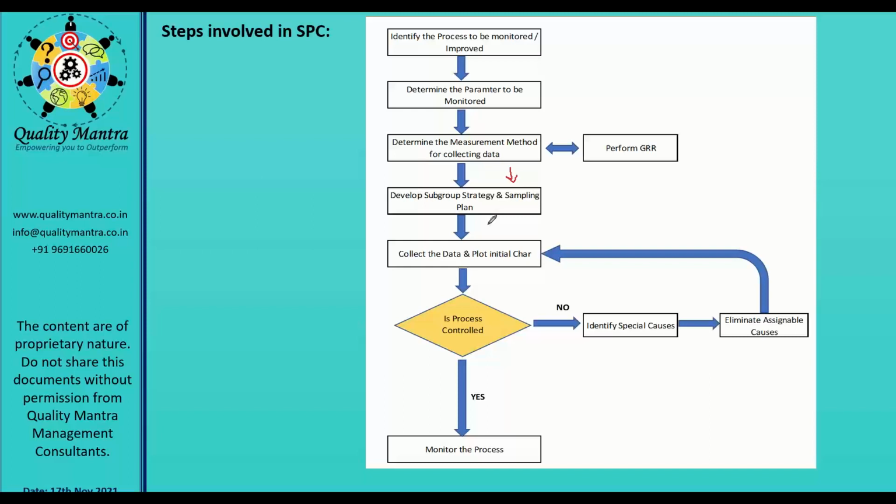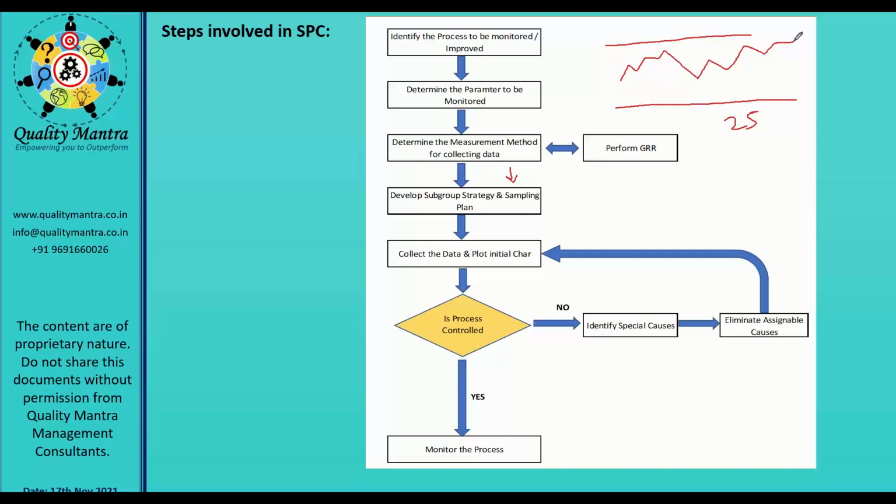Okay, and then you plot the initial control chart. How are you going to plot the initial control chart? By calculating the control limits. Now, how to calculate the control limits? We will show you for each and every control chart. The control limit calculations are different. So you need to calculate the control limits depending on what kind of control chart you are going to prepare, and then you start plotting the initial control chart. For example, if you have collected 25 data points, you calculate the control limits and you plot the initial data.